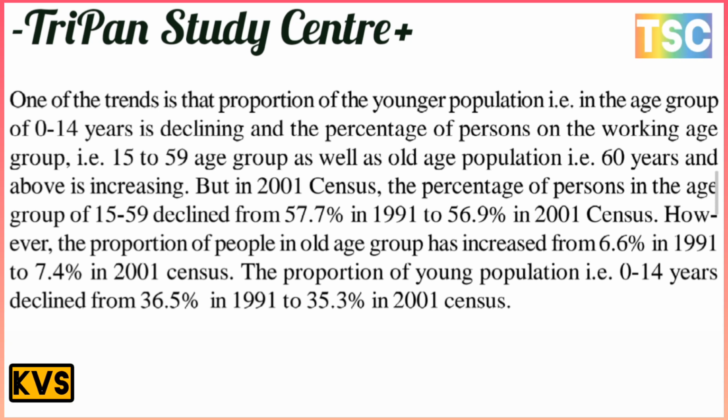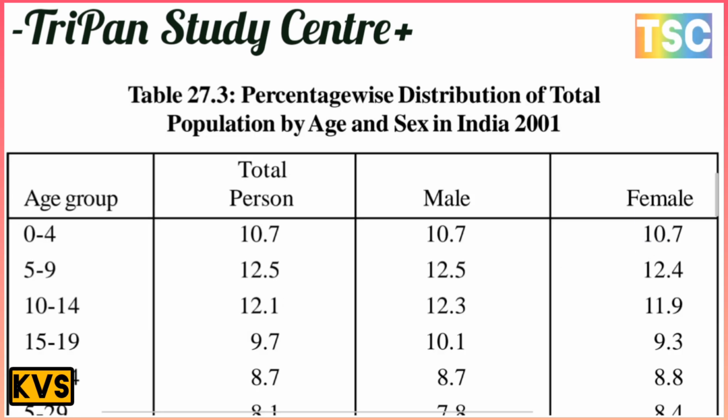There is a most important table here. Come here, table, and see here. Here the most important is a percentage view or distribution of total population by age and sex of India in 2001. There are the age group, total person, male and female.